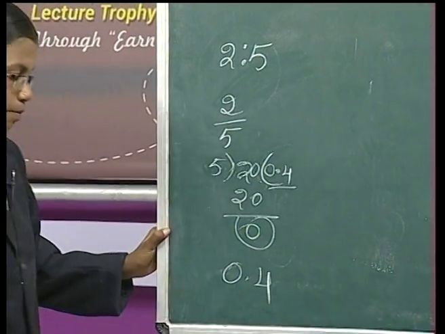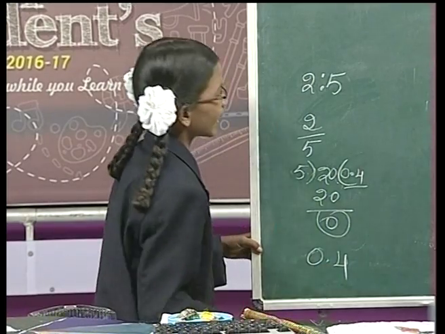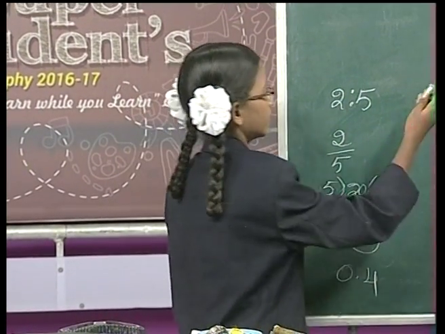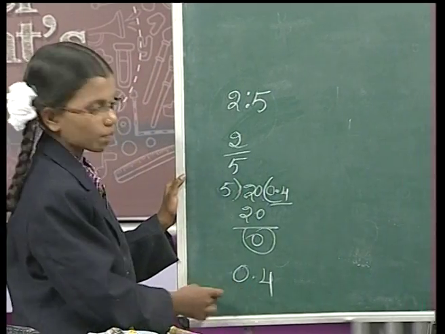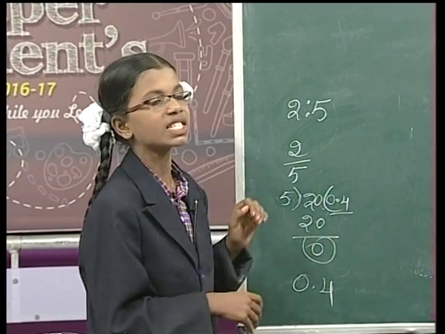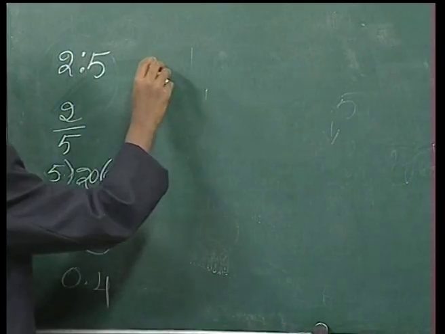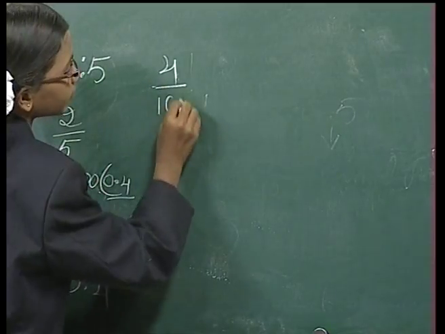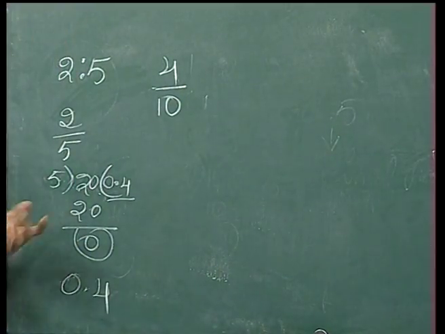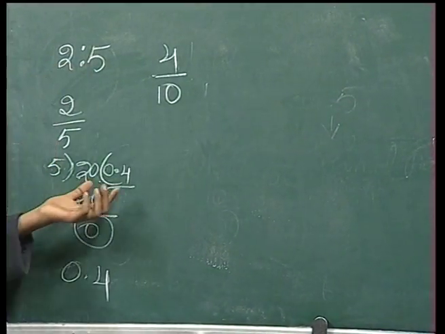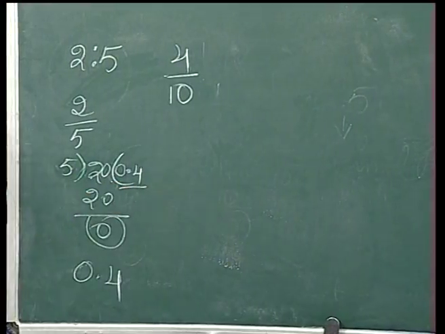In this decimal number, again how to convert it into fraction? Yes. Here after the decimal point how many numbers are there? Yes, 1 number. So, then the number is reduced by 10. So, we can write it as 4/10. Friends, this is how to convert a ratio into decimal. Here the ratio is 2:5, and the decimal is 0.4.